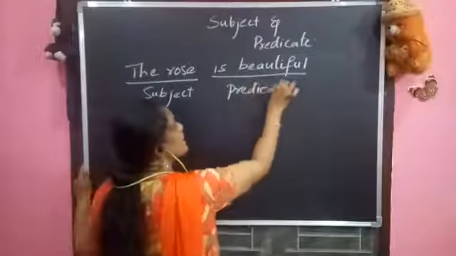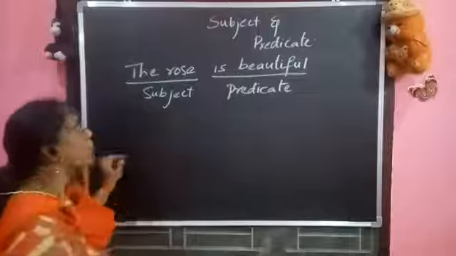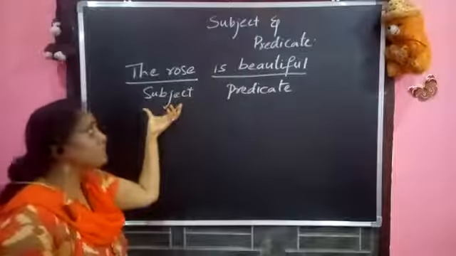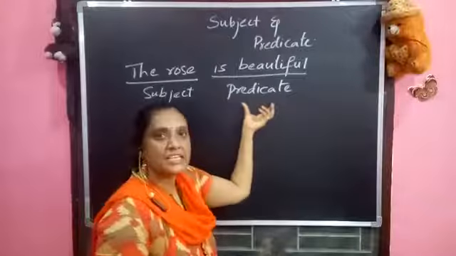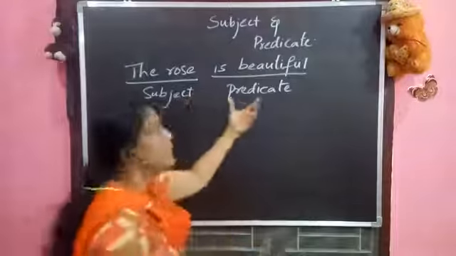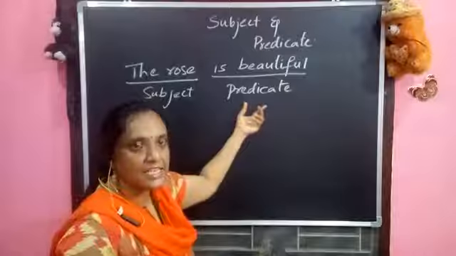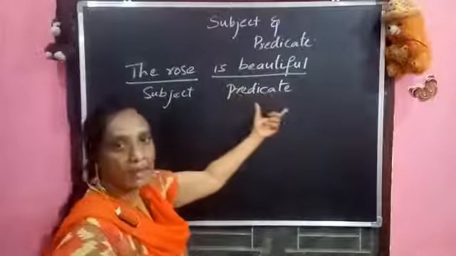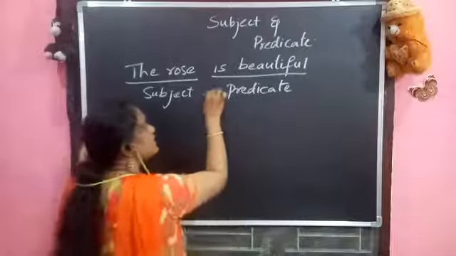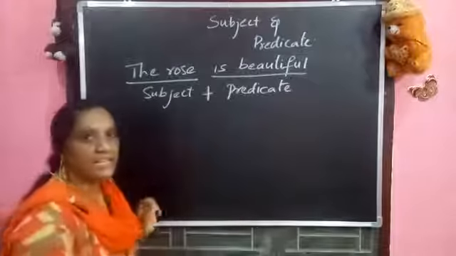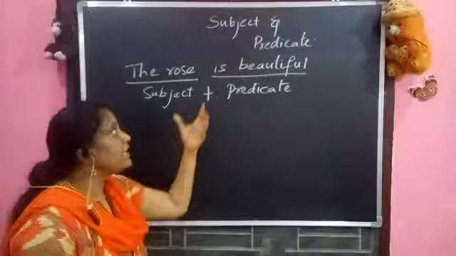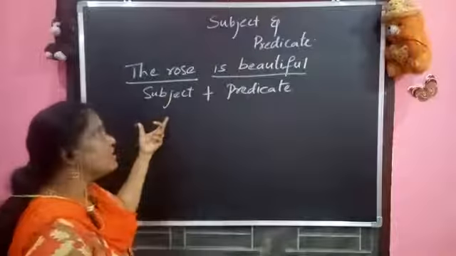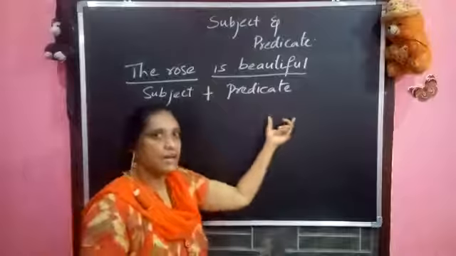So, what is a sentence? A sentence is made up of two parts. The first part is subject and the second part is the predicate. Subject and predicate makes a sentence. A simple sentence contains a subject and a predicate. A subject plus predicate makes a sentence. Did you understand? What is a sentence? A sentence has two parts. One is the subject part and the other is the predicate part.